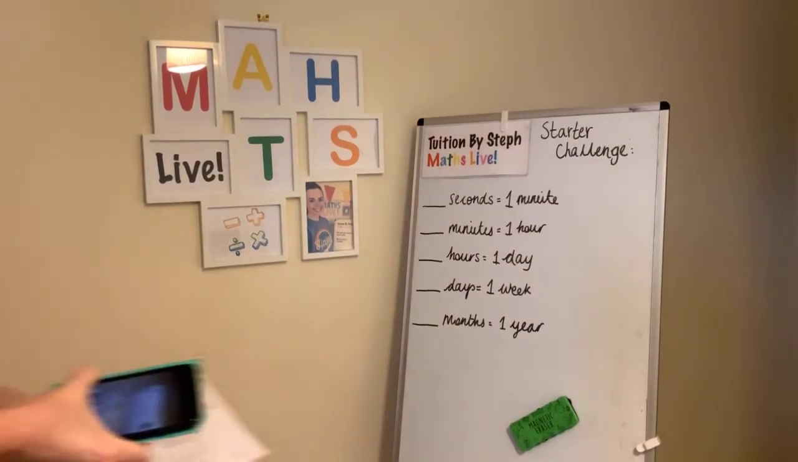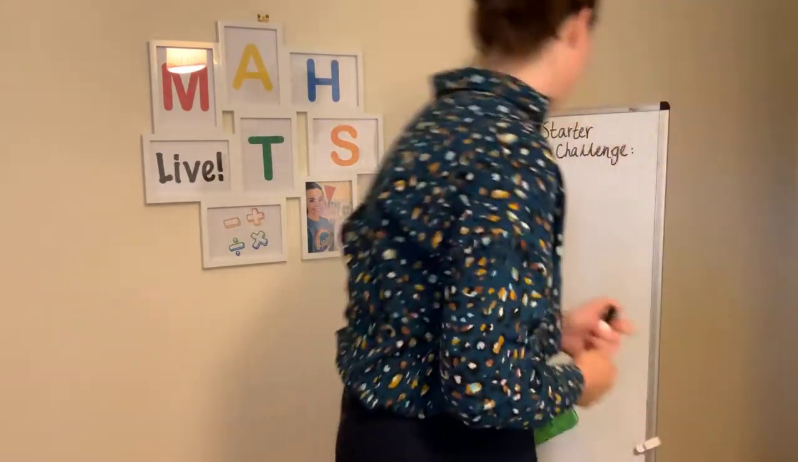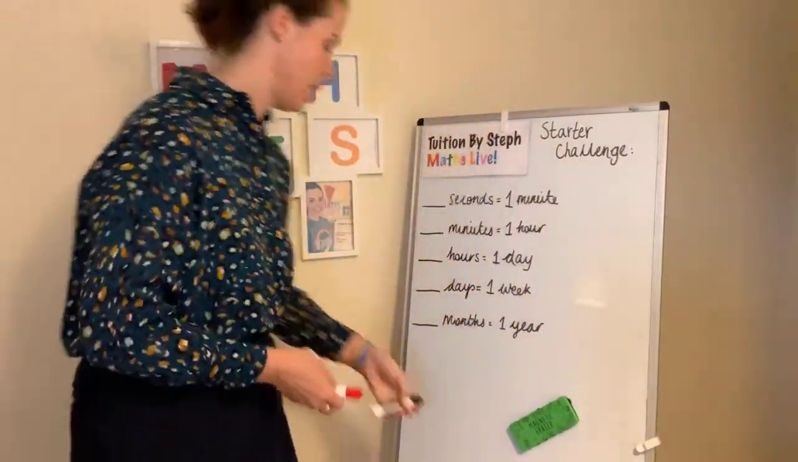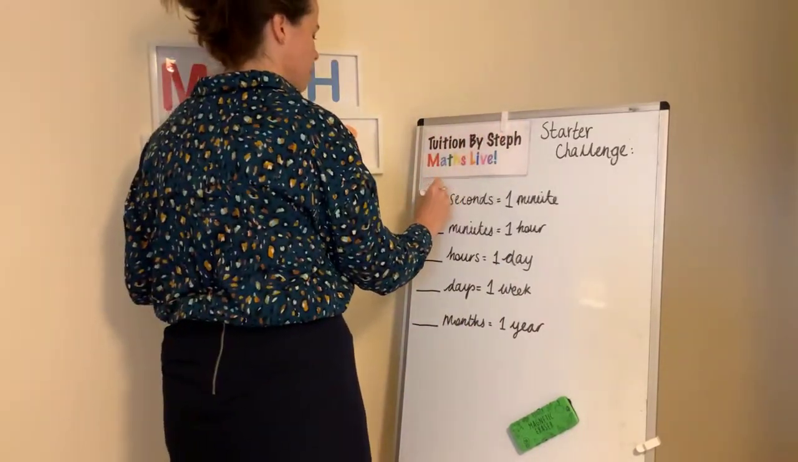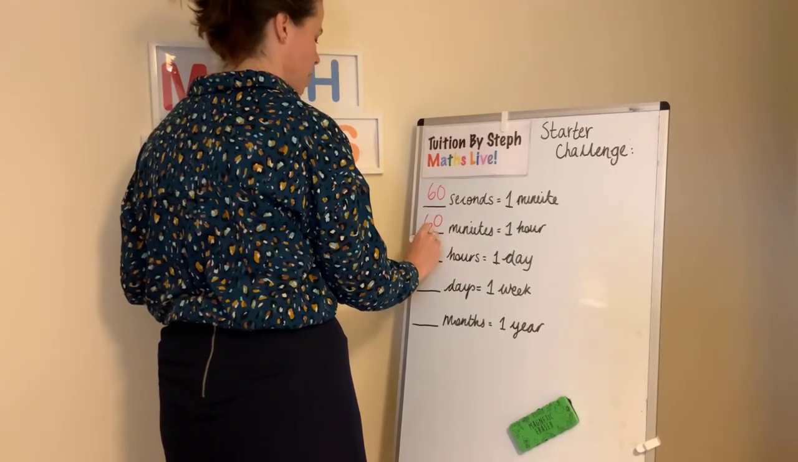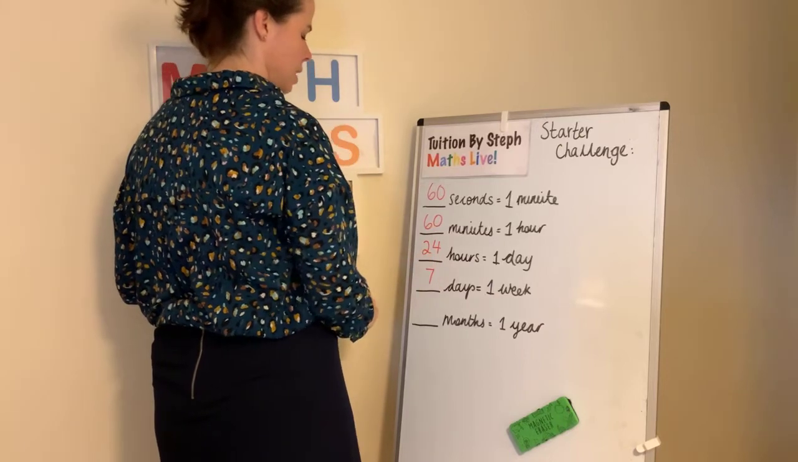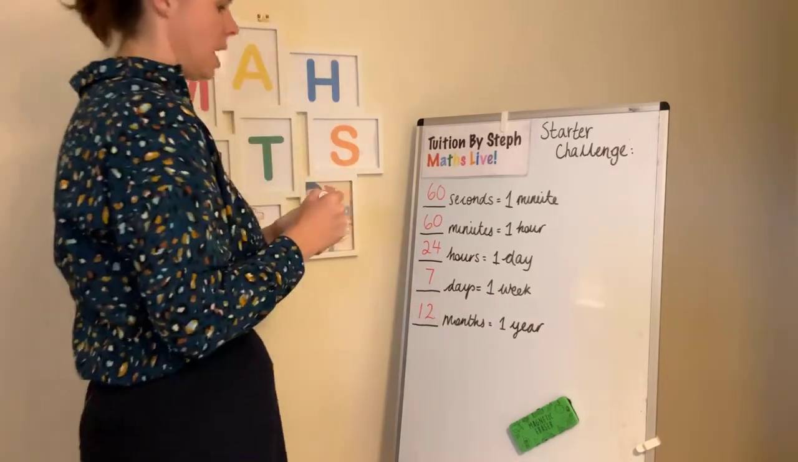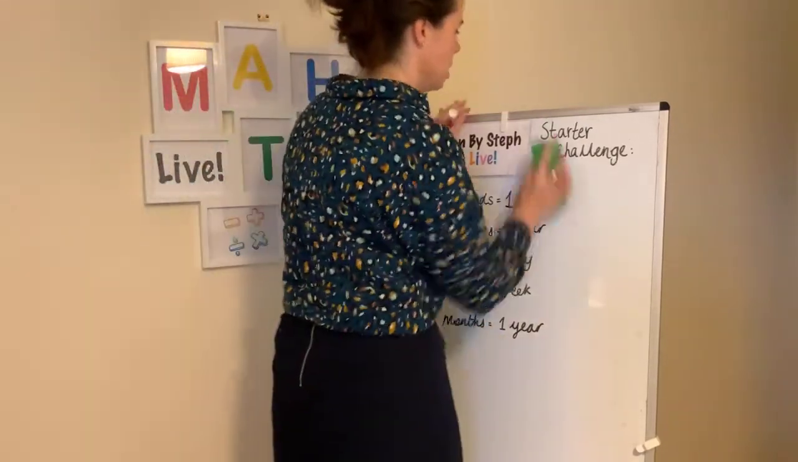Okay, so we seem to have quite a lot of responses here. So we need to keep this in mind for today. So 60 seconds in 1 minute, 60 minutes in 1 hour, 24 hours in 1 day, 7 days in a week, and 12 months in a year. So we need to keep those in our head for today's lesson.